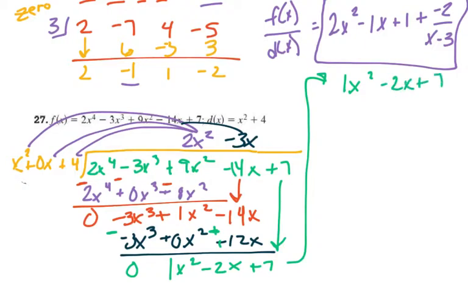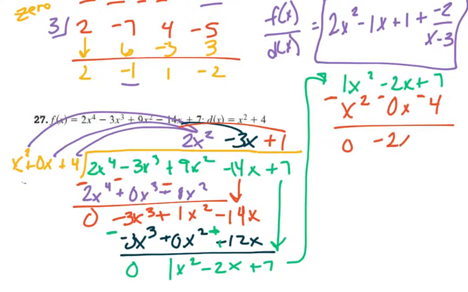And now we're going to ask ourselves what times x squared is going to get x squared. So not a lot can happen there except the number 1. And so if we multiply the number 1 into each of these, we get x squared, 0x, and 4 that we're going to subtract. So 0, of course, negative 2 minus 0 is negative 2, and 7 minus 4 is 3.